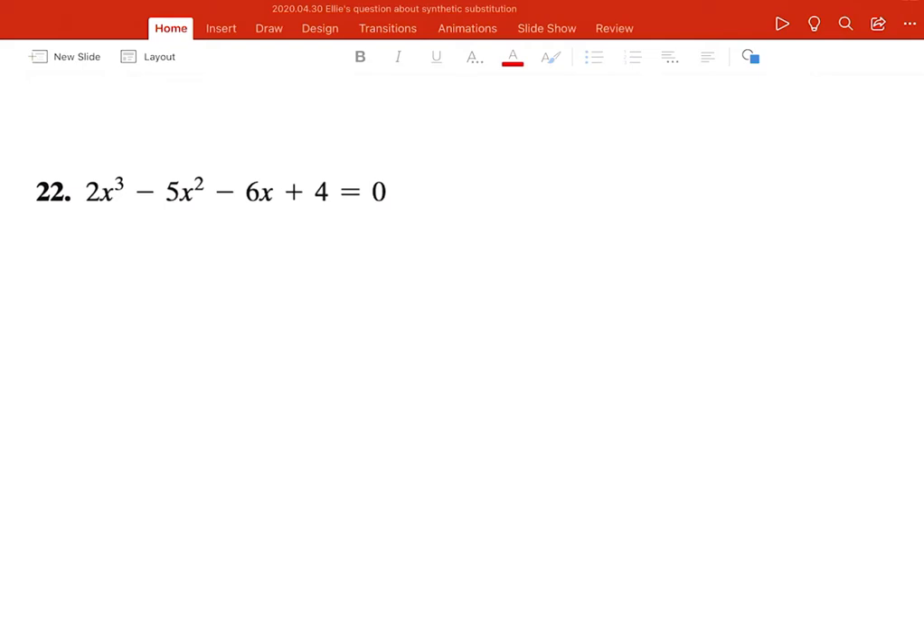Nothing fancy tonight. I'm in a little bit of a hurry, but I did want to answer Ellie's question. I think this might be a new record for her, about synthetic substitution to find the zeros, or in this case, solve a polynomial equation.